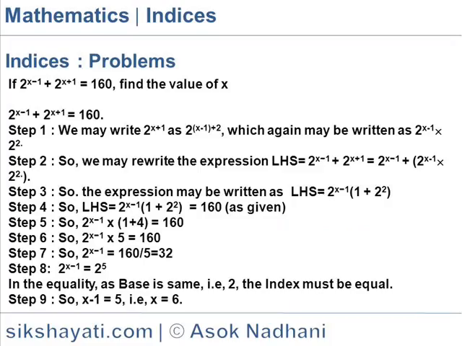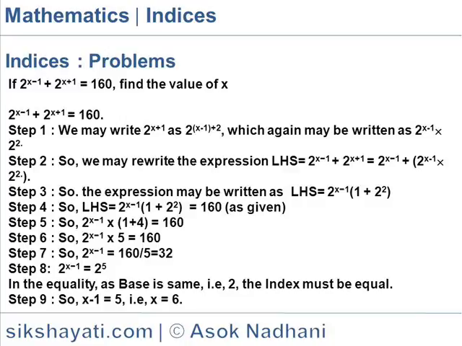Indices. If 2 to the power x minus 1 plus 2 to the power x plus 1 is equal to 160, find the value of x. Here the expression is 2 to the power x minus 1 plus 2 to the power x plus 1. Now this is a tricky problem.